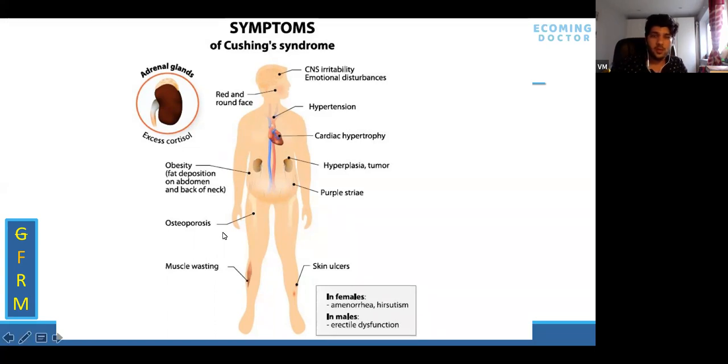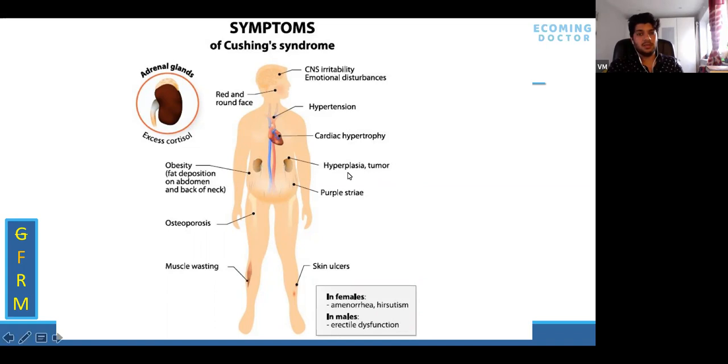Another thing is osteoporosis. Osteoporosis is caused by that increased osteoclastic activity you get from too much cortisol. That breaks down the bones and causes this low bone mineral density, that picture you get in osteoporosis, and that means people with Cushing's syndrome are more likely to get fragility fractures.